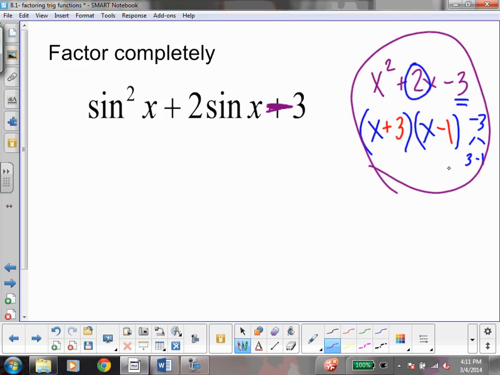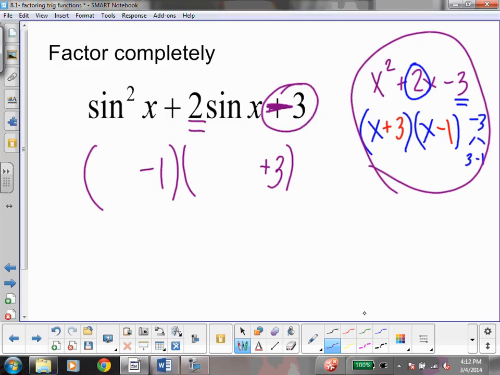We can apply the same concept to the trig equation. So again, I want to think of factors of negative 3 that add up to give me 2. The factors of negative 3 that add up to give you 2 are positive 3 and negative 1. Now for this first number, since we have this term being a sine squared, the first number in each situation is going to be a sine of x.